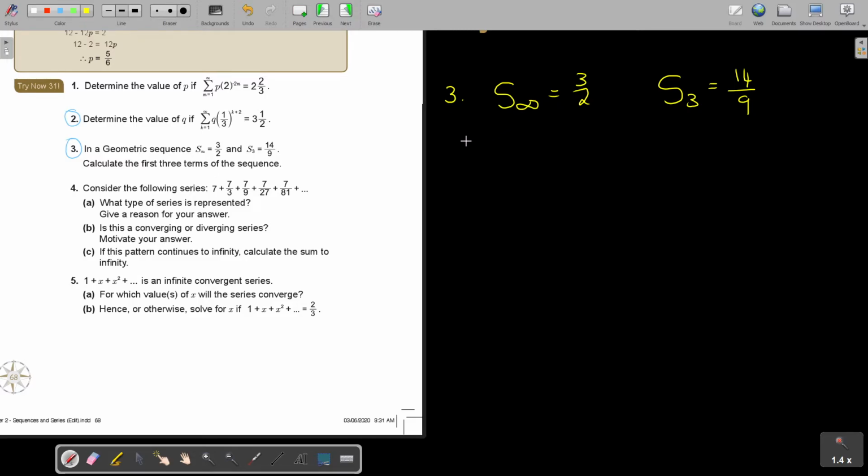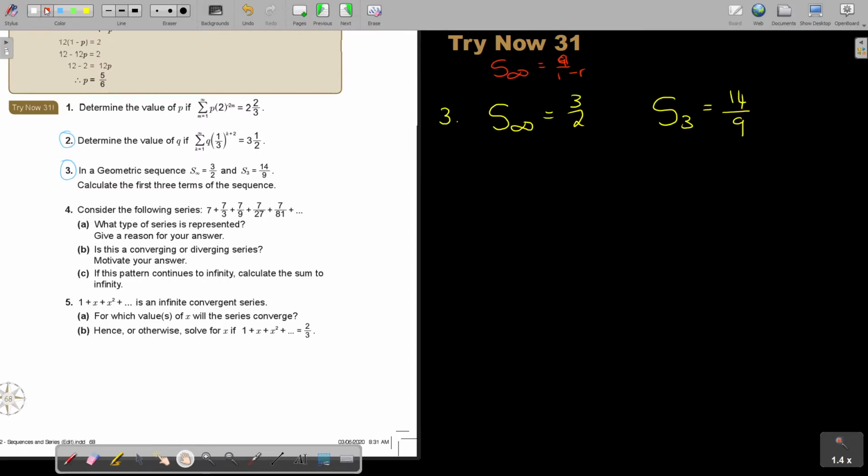Okay, so I'm going to start with my 2. Remember your formulas. Sum to infinity is a over 1 minus r. And don't forget your formula for Sn. I think we're going to just put the ones in front. It doesn't make a difference, yes, put the ones because it's a fraction: a(1 minus r^n) over 1 minus r.